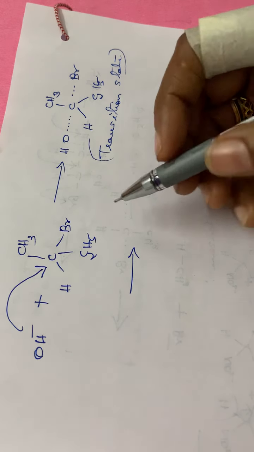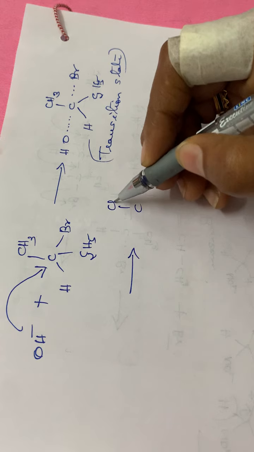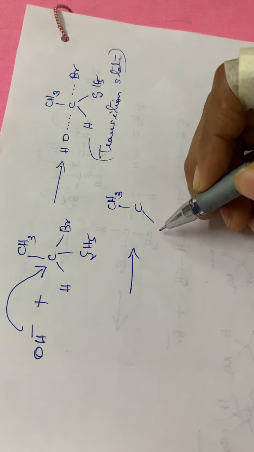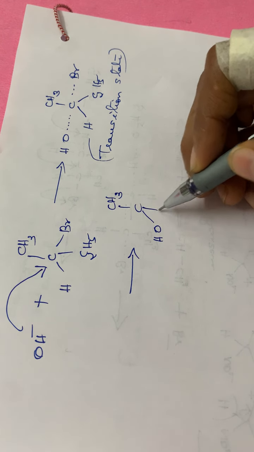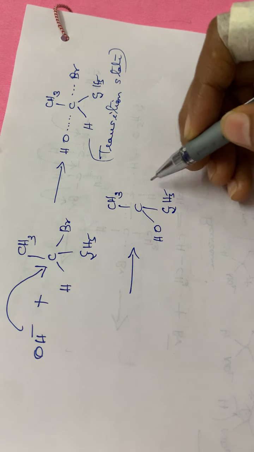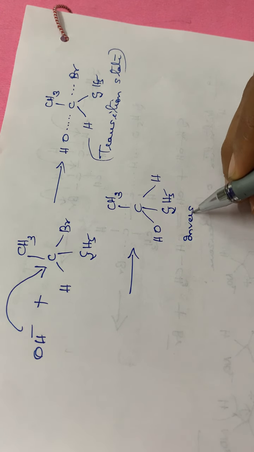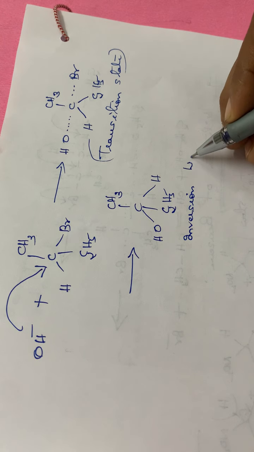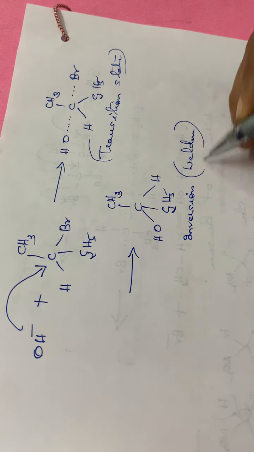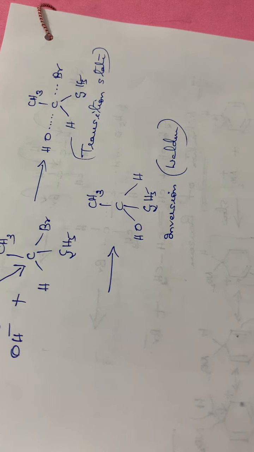Okay, so the product formed here will be CH3, then OH, then C2H5, then H. So here inversion of configuration takes place. This is Walden inversion. Okay.